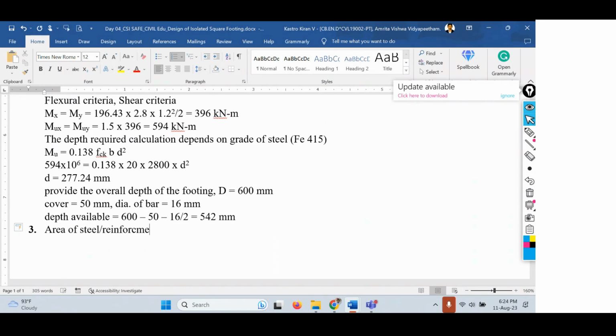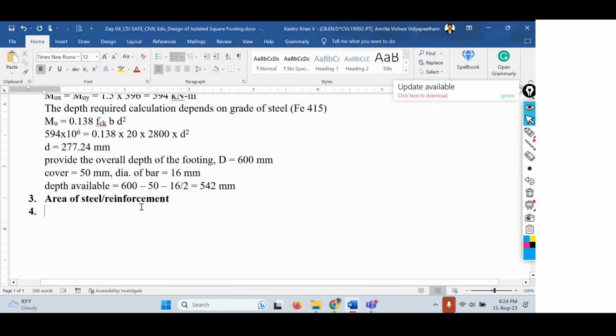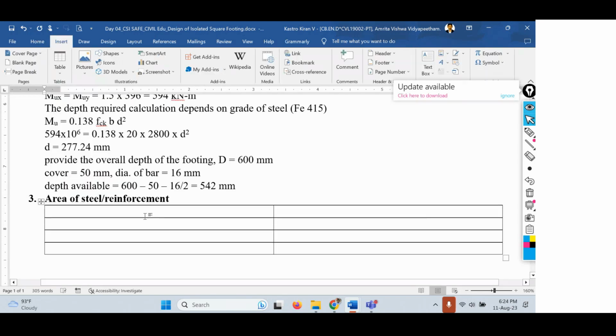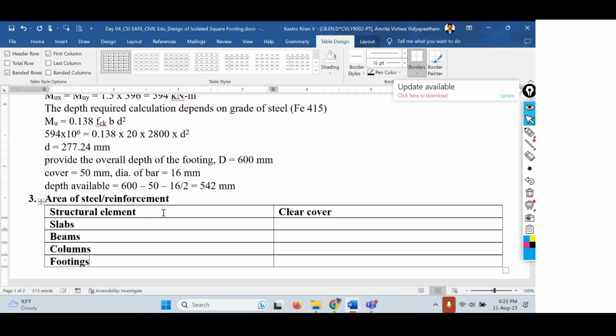Sir, the cover which you have provided, is it based on any IS code book? Yes. It is completely based on IS code. If you refer to IS 456-2000, it goes in this way. Let me write that one. I'll make it as structural element and clear cover. So structural elements, let's say slabs, beams, columns, and footings.